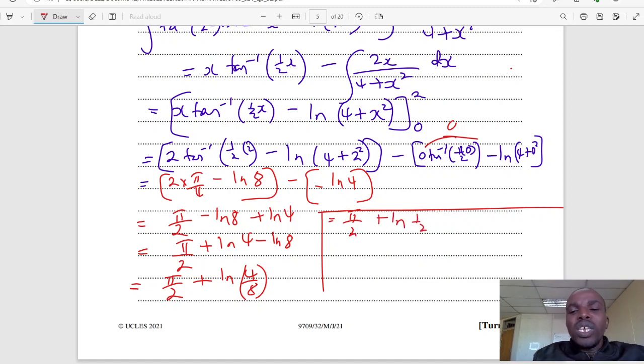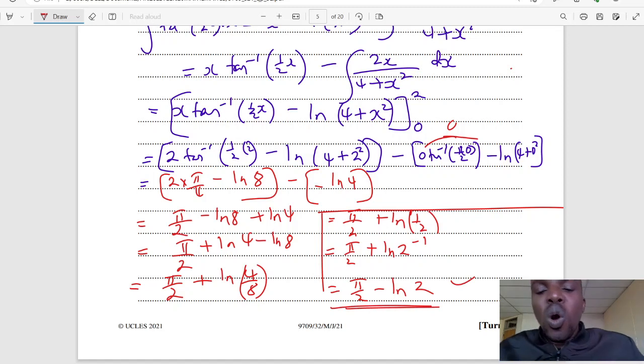Then ln 1 over 2 is the same as ln 2 to the power negative 1. Applying the laws of logarithms, pi over 2 plus ln 2 to the power minus 1. Then I can bring down the negative. It will be pi over 2 minus ln 2. So this will be the exact value of this integration. Done.